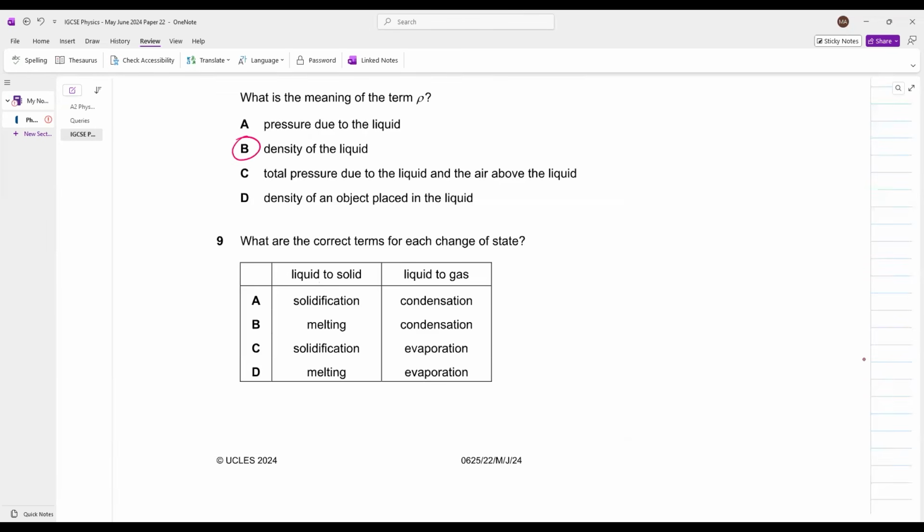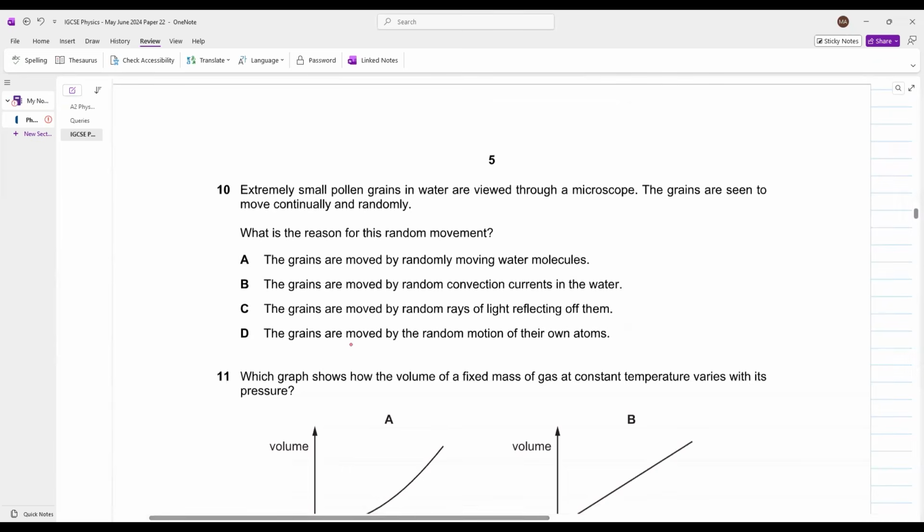What are the correct terms for each change of state? If you are going from liquid to gas, you are undergoing solidification? B और D cancel out हो गया. If you are going from liquid to gas, अगर आप liquid से gas जा रहे हो तो क्या हो रहा है? Evaporation. C is your answer. Perfect. Let's further move ahead. हाँ, 9 का आंसर सी है.